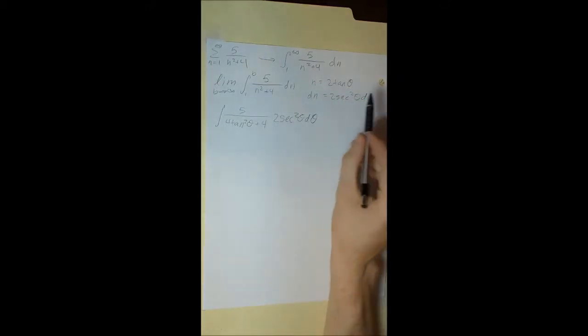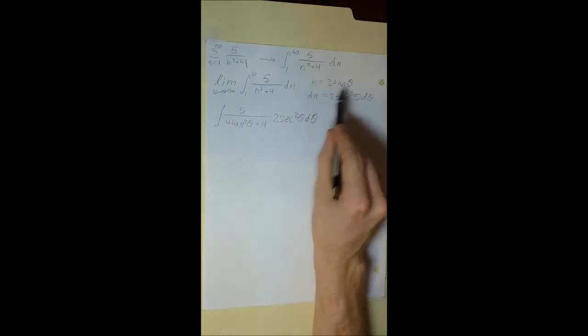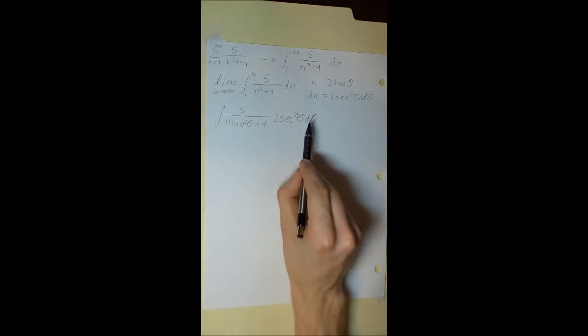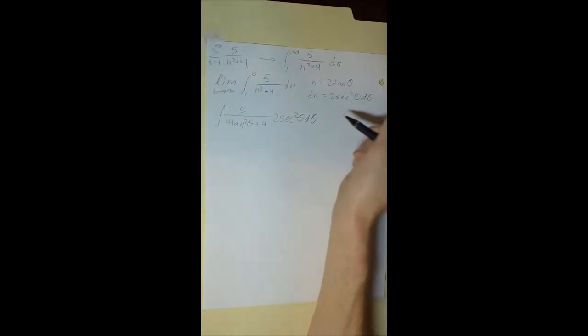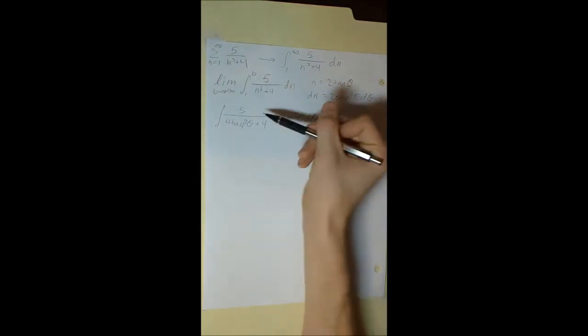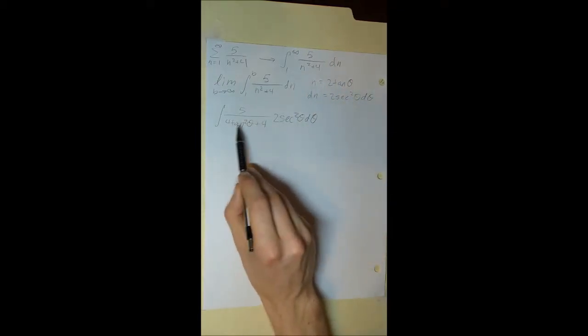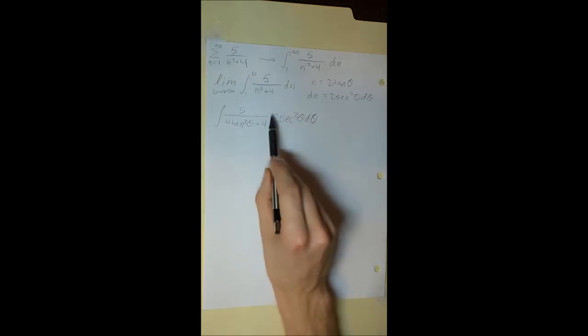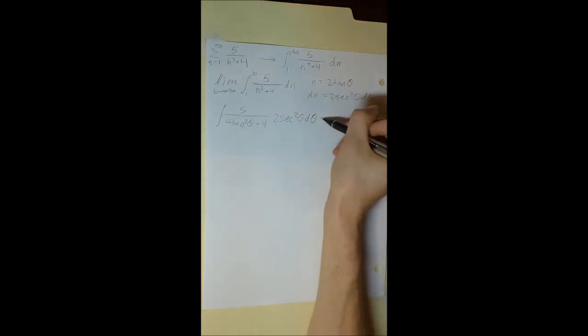So what I did here is I replaced n with 2 tangent theta and dn with 2 secant squared theta d theta. So let's do some simplification here. We can take the 5 out, we can factor out a 4 in the denominator, and we can take 2 secant squared theta and put it up top in the numerator.